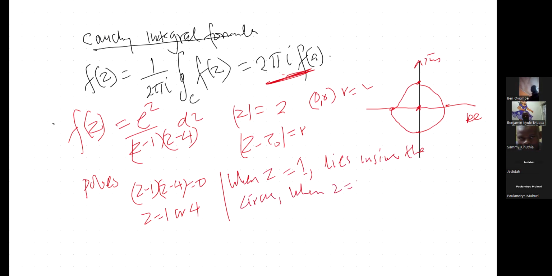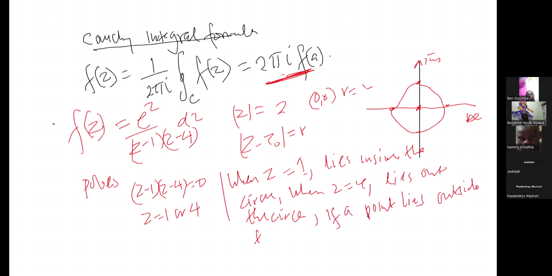the circle there. So according to the Cauchy integral formula, if a point lies outside the circle, the integral is 0. Integral is 0 there.